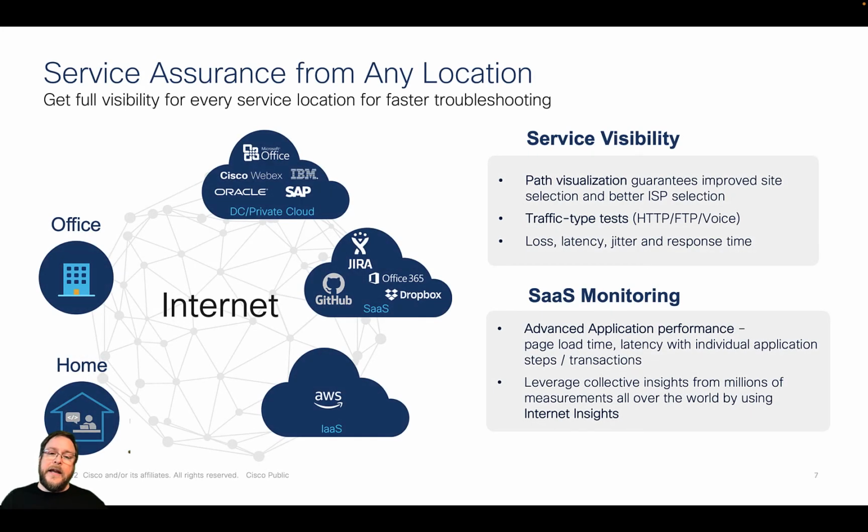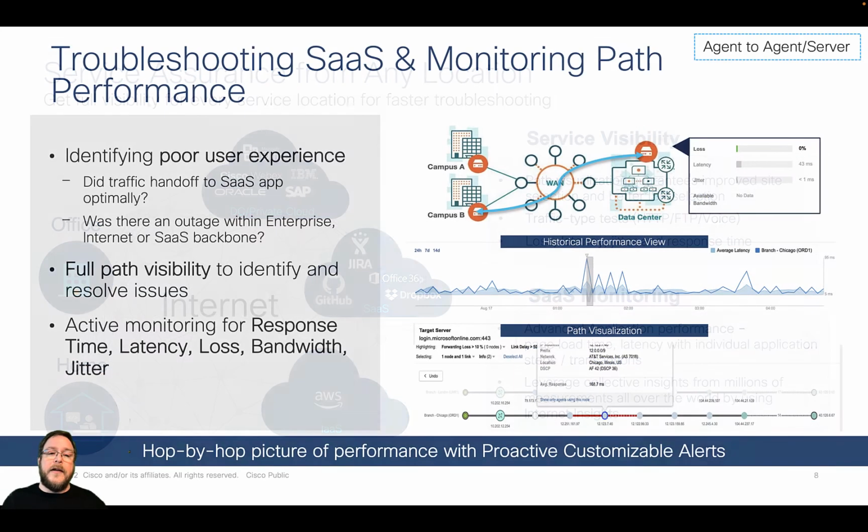Service assurance needs to contemplate the locations of the sources. Is that in a home? Is it in an office or a data center? And then where is it targeting? Another office, another data center, private cloud, Microsoft Office environment, Oracle environment, SAP, or SaaS services like GitHub and Office 365. Potentially even infrastructure as a service like Amazon Web Services. All of this plays into where we have to consider placing our sources and targets for our measurements.